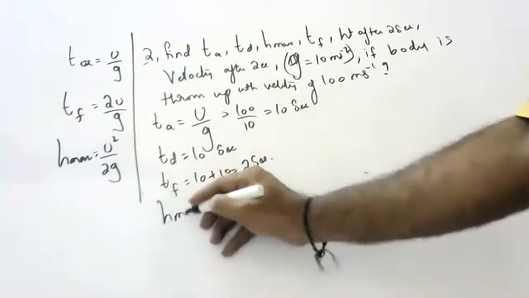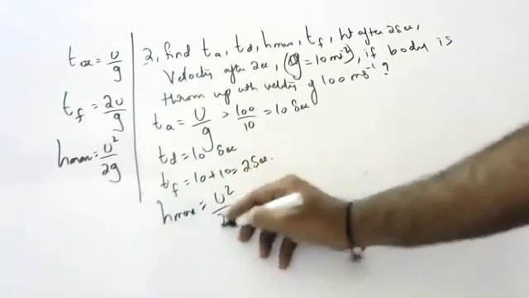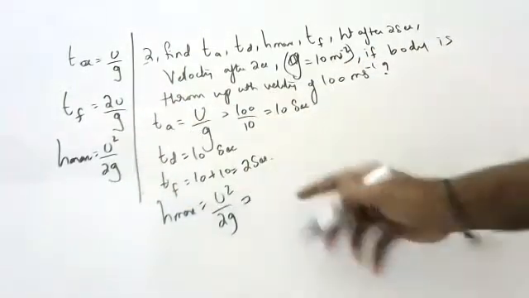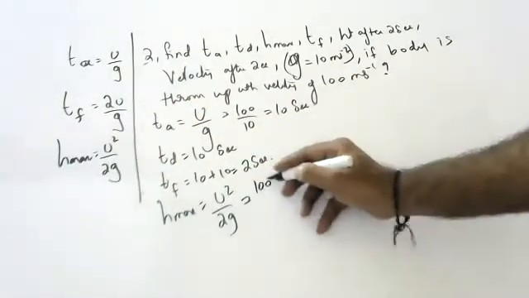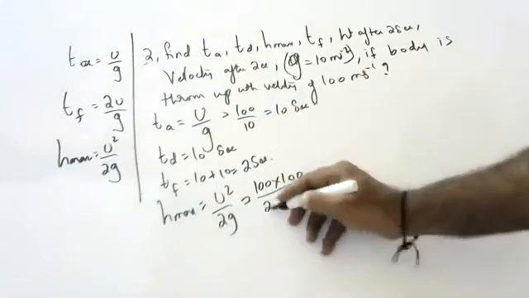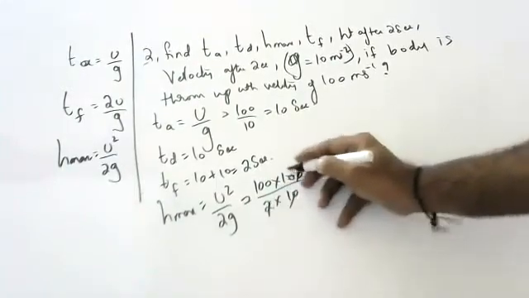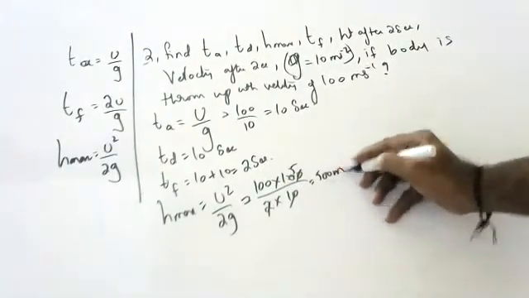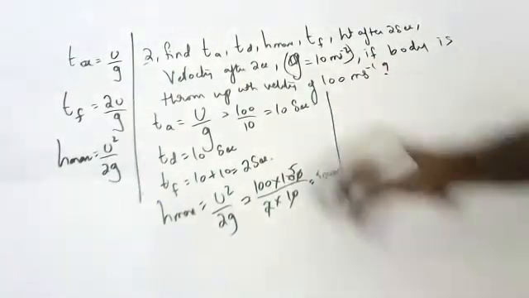And the maximum height attained by the body, the formula is u square by 2g. Just now I told u is how much, children? 100 into 100 by 2 into 10. This comes to 500 meters. It is going up, children, 500 meters.